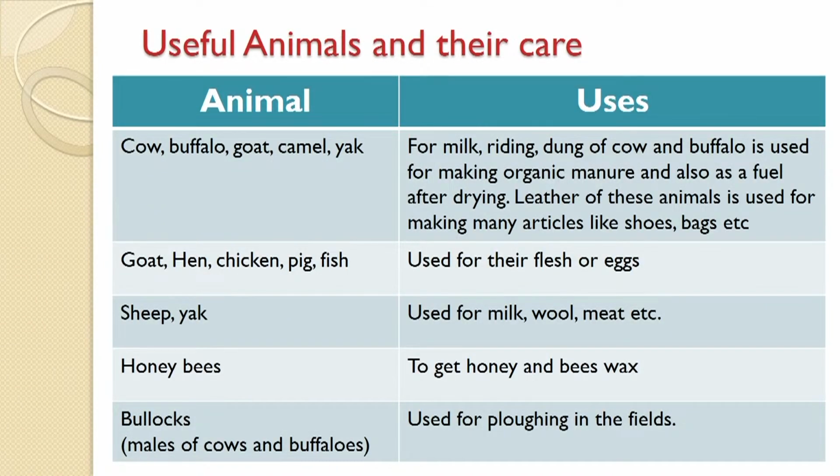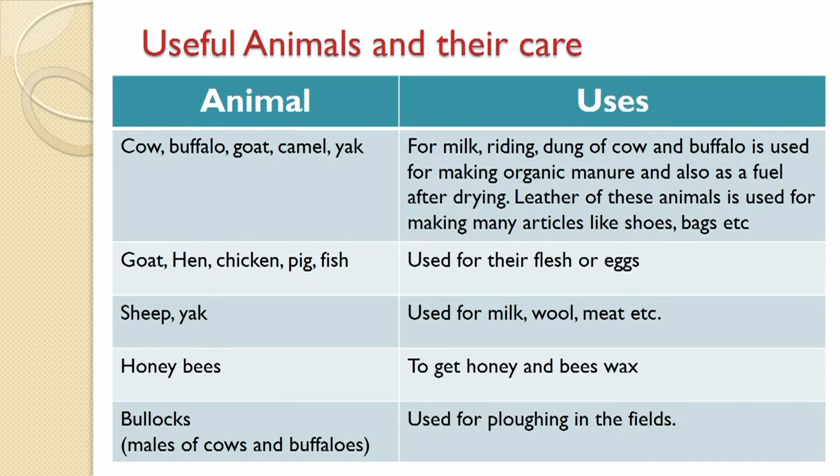Welcome back, learners. So we were discussing why we should conserve our environment. Let's discuss some of the usefulness of our animals and their care. In our surroundings we can see cow, buffalo, goat, camel and yak, and particularly this group of animals is mainly used for milk and riding. Dung may also be prepared from cow and buffalo, which may be used as organic manure in our agriculture.